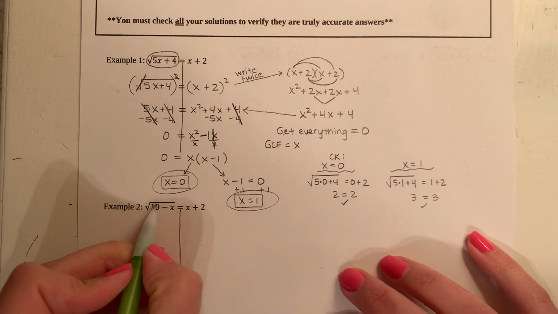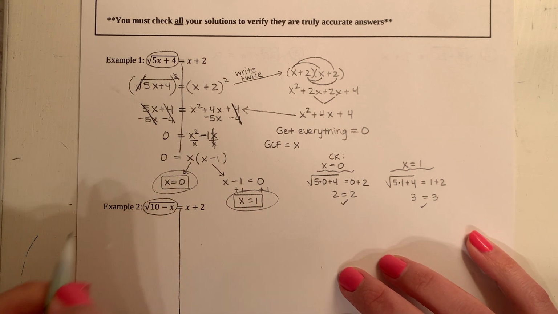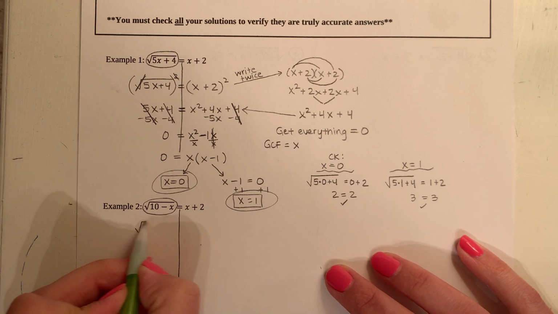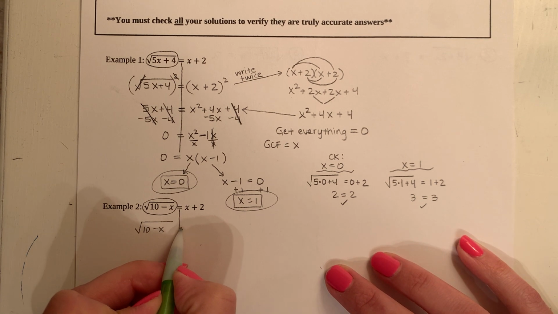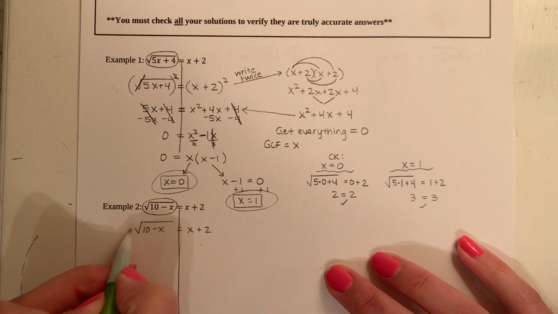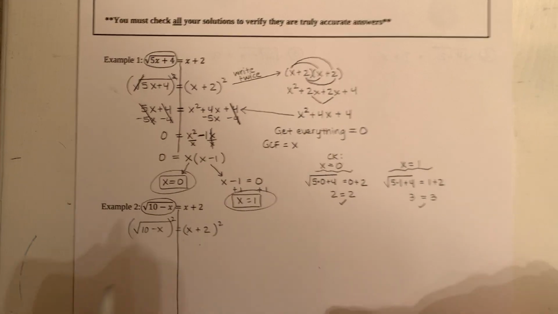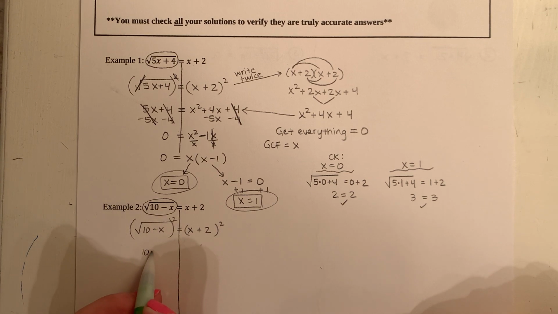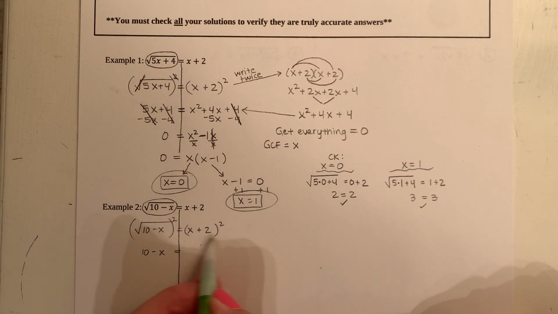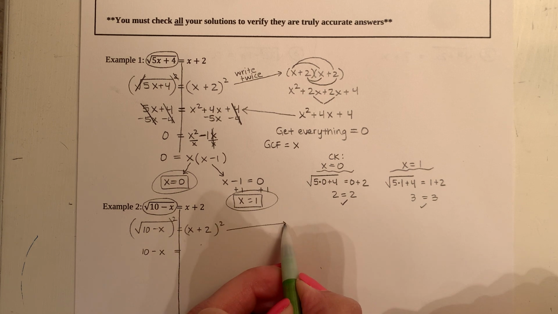Okay, so let's work this one out. I've got a square root here. What I'm going to do is start by squaring both sides. Let me rewrite the question here. So I'm going to square both sides by putting parentheses. The left-hand side, the 10 minus x comes out. The right-hand side, I have to double distribute that.